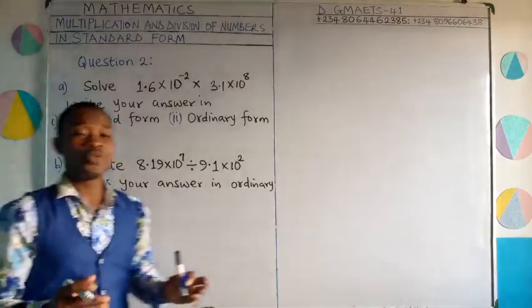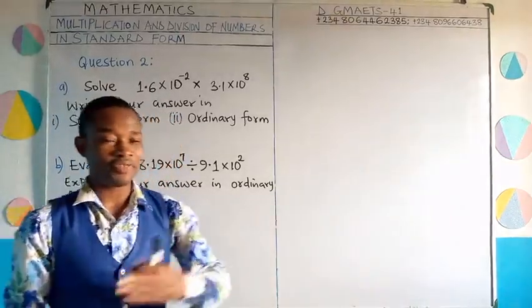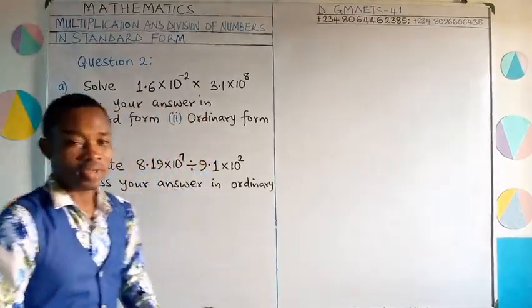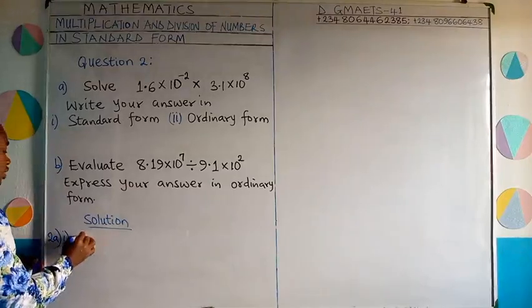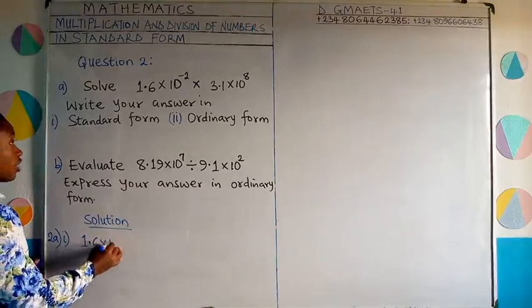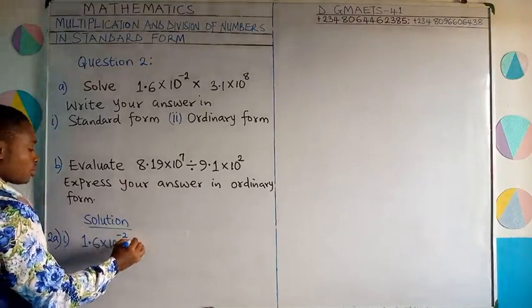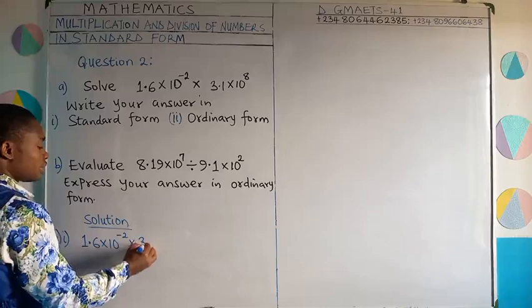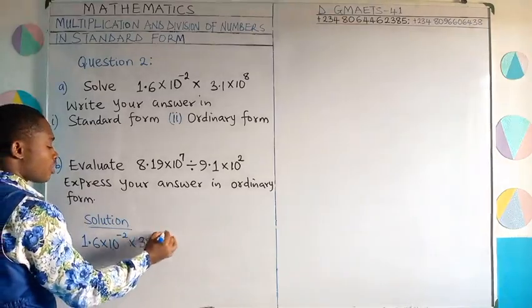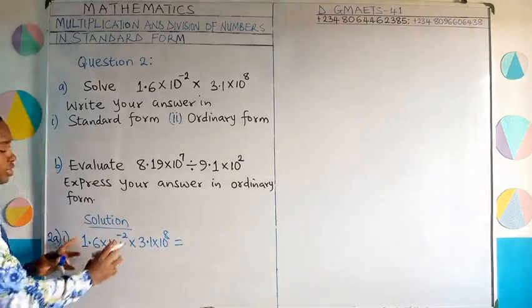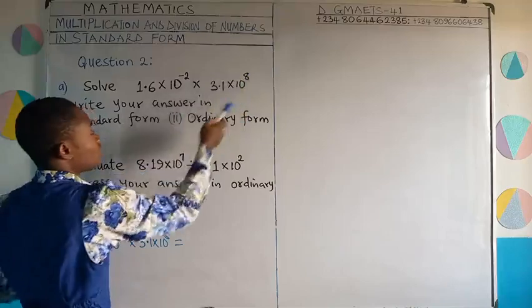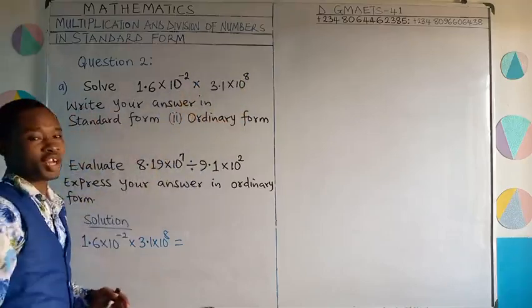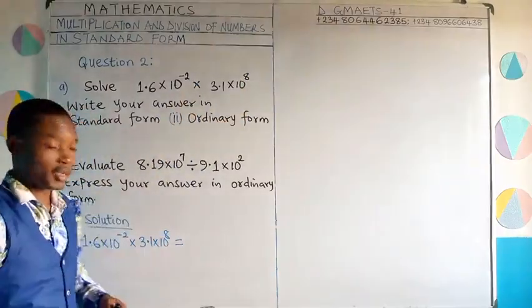You know, when you are dealing with numbers in standard form, usually the first answer you get will be in standard form. So we go straight on to solve that problem. We have 1.6 times 10 to the power of minus 2, and we are multiplying it by 3.1 times 10 to the power of 8. You know, sometimes this question can be given to you and we just put them in brackets like this, not showing the multiplication. Are you following? It's still the same as multiplying.